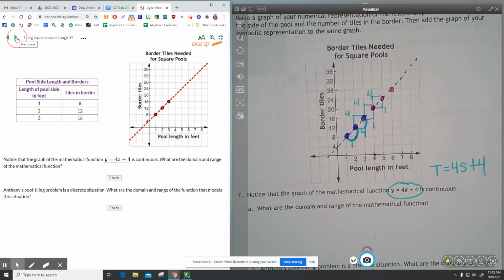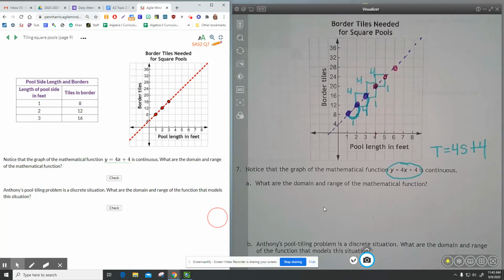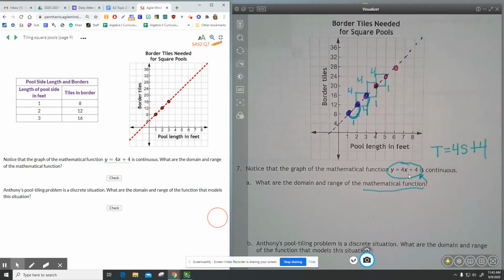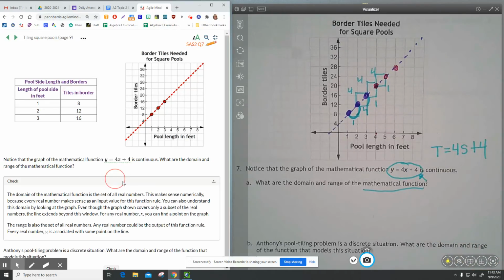So just looking at this function, this equation right here, they want to know what is the domain and what is the range of just this function, just this equation. When they say mathematical function, they are referring to that fancy equation right there. Okay, and so with this, the basic answer is that every real number makes sense as an actual input, okay? So with this, every number makes sense as an input.